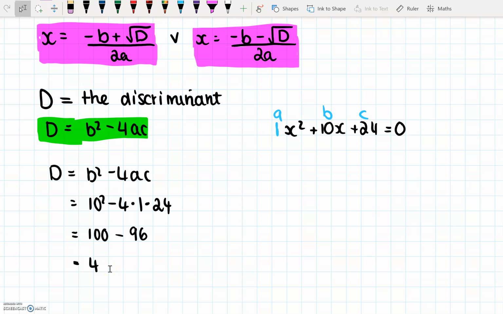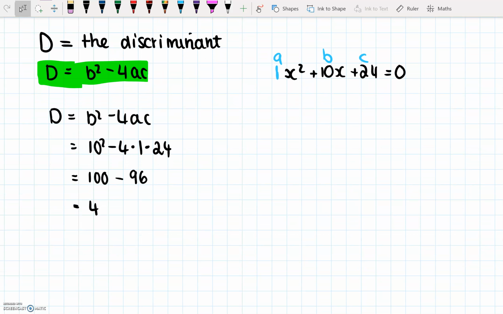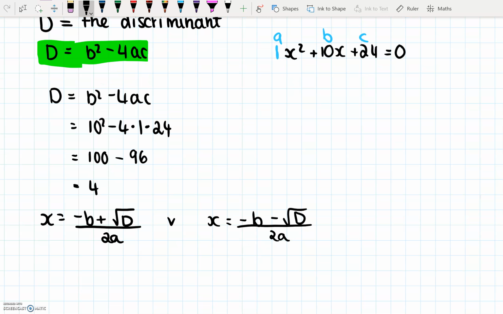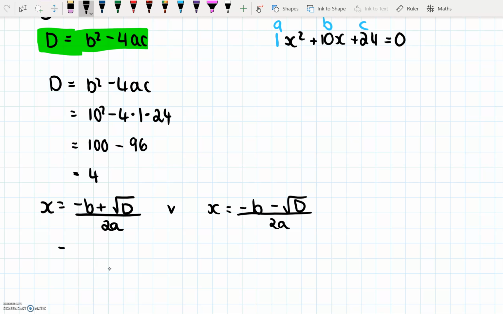So now we also need to calculate our x, okay, and we're going to use the formula up the top for that. Now, again, write the formula out. x equals negative b plus the square root of D over 2a, or x equals negative b minus the square root of D over 2a. All right, now we can just plug our numbers in. Okay, so we said b was 10, so we have negative 10 plus the square root of D, and D was 4, we just calculated that, over 2 times a is 1, so over 2.